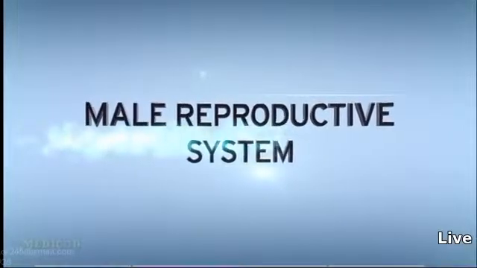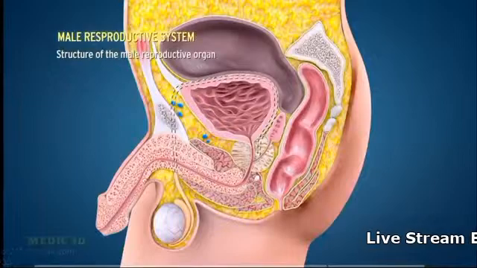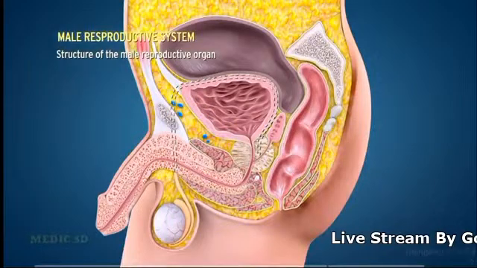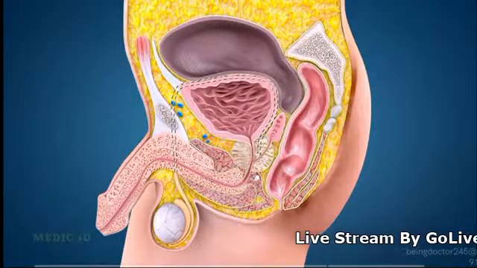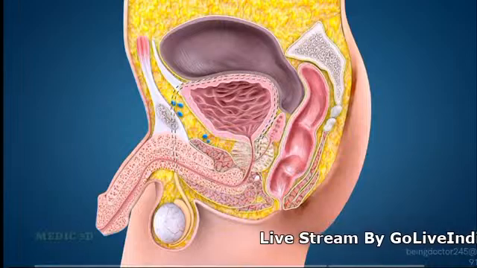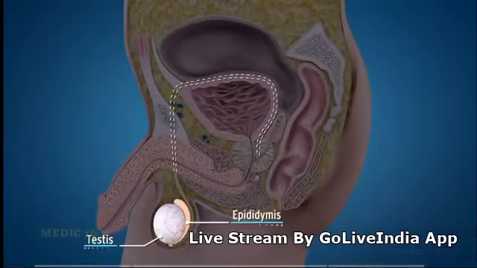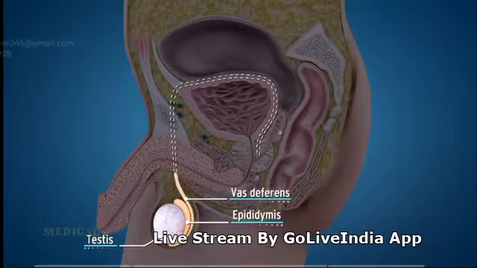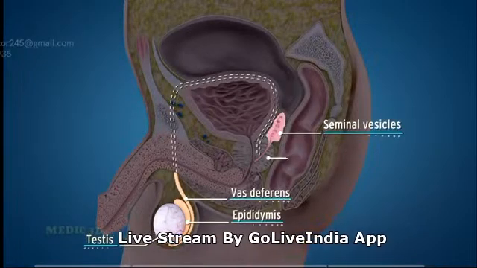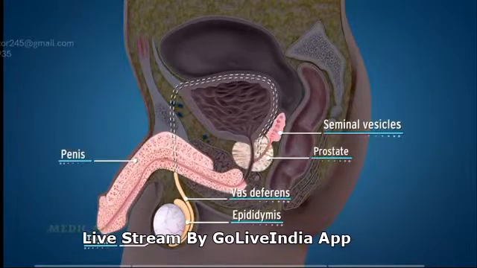Male reproductive system. Structure of the male reproductive organ. The male reproductive system consists of the primary sex organ, which is the testis, and accessory sex organs like the epididymis, vas deferens, seminal vesicles, prostate, and penis.